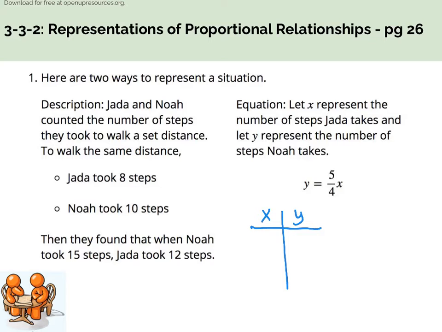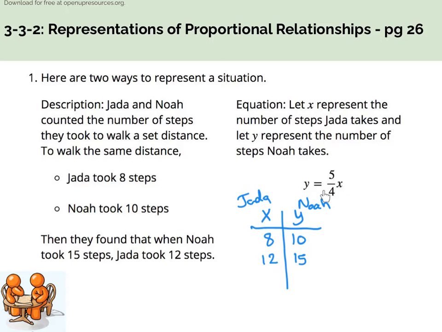And so the X is Jada and Y is Noah. So Jada took 8 steps. Noah took 10 steps. And then, as we said, Noah was 15 and Jada was 12. So this table also represents this equation.